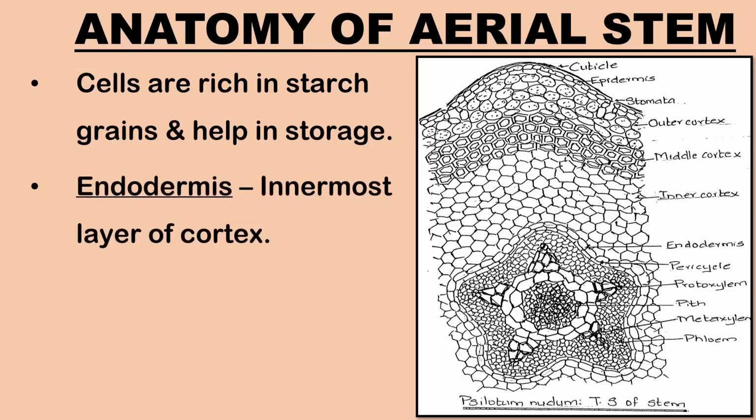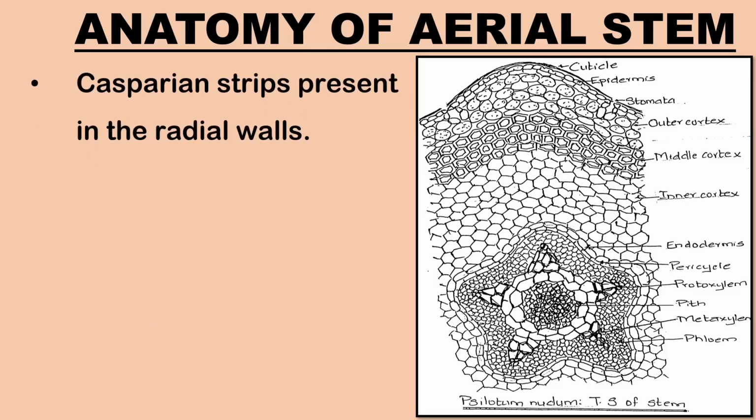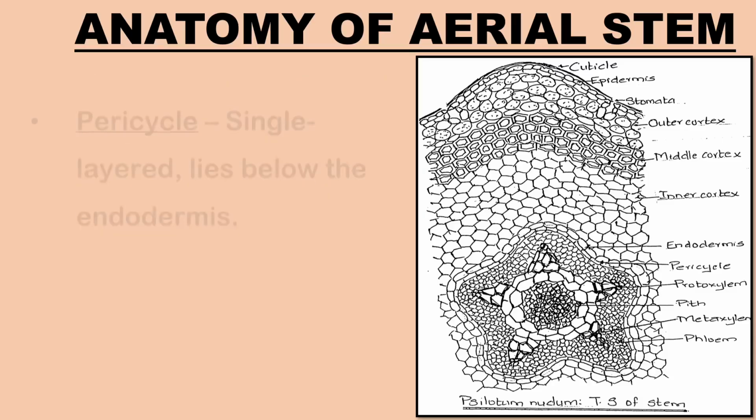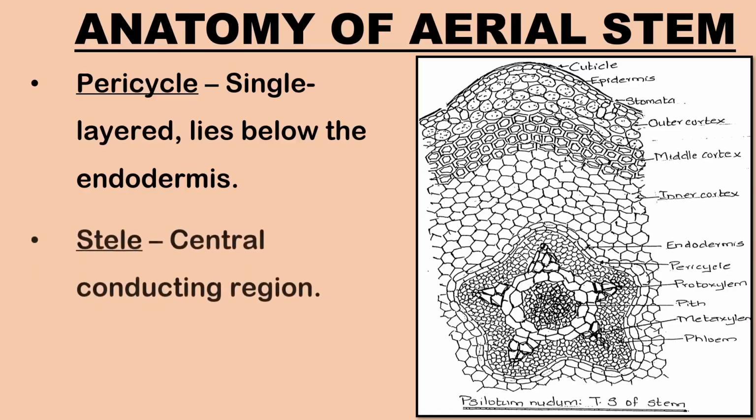Endodermis is the distinct innermost layer of the cortex. It is single-layered and made up of barrel-shaped cells. Casparian strips are present on the radial walls. They control the movement of water and minerals into the stele. Pericycle is single-layered and lies below the endodermis.